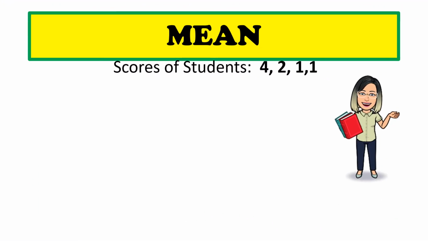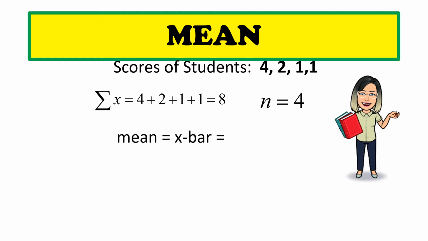So we have the scores of students: 4, 2, 1, 1. First, we find summation of x. What is summation of x? Summation of x means the sum of all the scores. That is 4 plus 2 plus 1 plus 1 equals 8. Then we find n. N is the number of students. So we have 4.